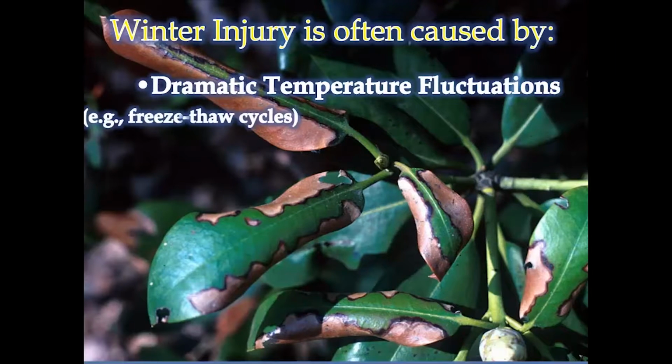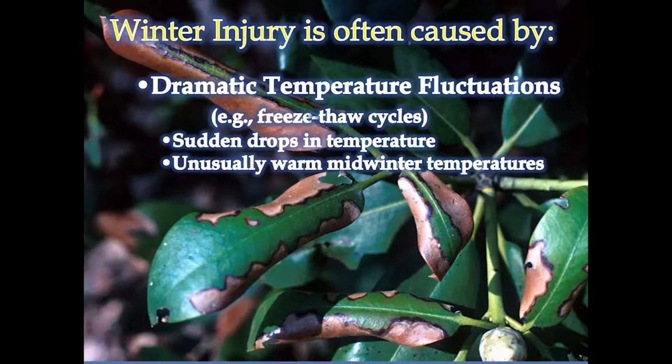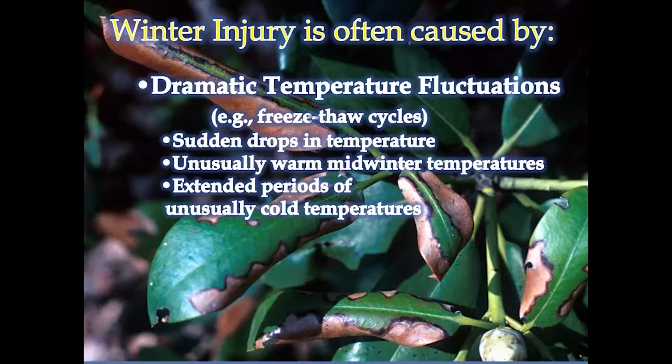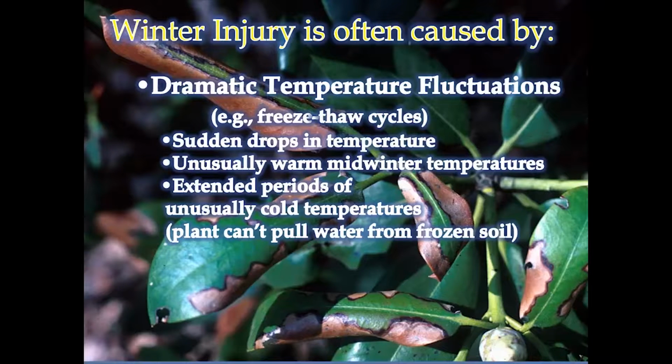And it's caused by several different things. Dramatic temperature fluctuations, obviously, that whole freeze and thaw cycle, sudden drops in the temperature, which is going on right outside the doors right now. Unusually warm midwinter temperatures, 70 degrees around December and January. I would call that unusually warm midwinter temperatures. Extended periods of really, really cold temperatures, and I honestly can't remember the last time we've endured that. And where that really affects plants is when you have that long cold stretch, plants can't pull moisture out of the ground and it causes lots of damage. And I'll talk more about that in detail.